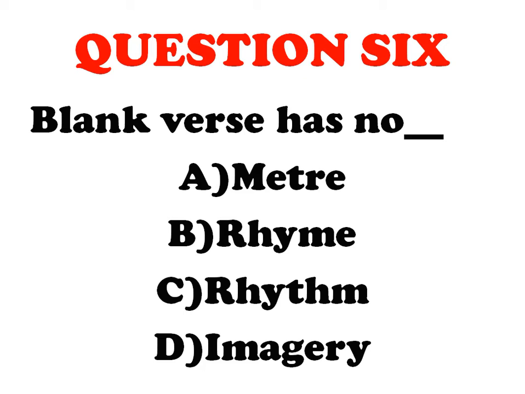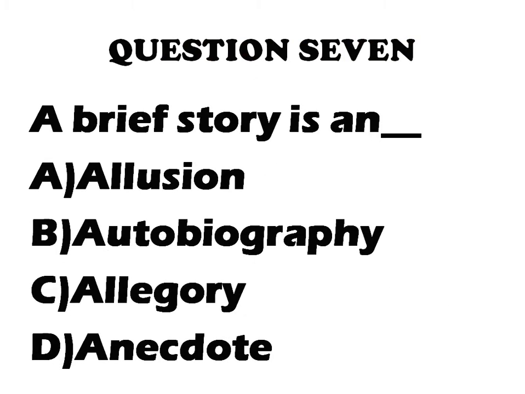Now you can have rhyming like A B B. You can have A B. You can have A B C. So there are different rhyme forms, but a blank verse does not have a rhyming scheme. Okay, so let's look at question 7.